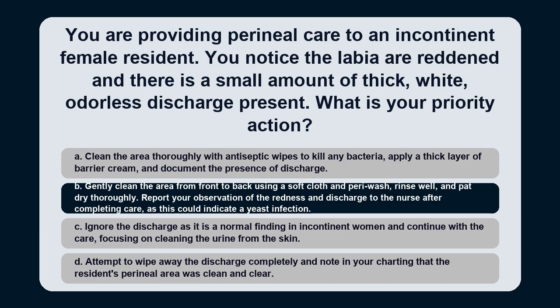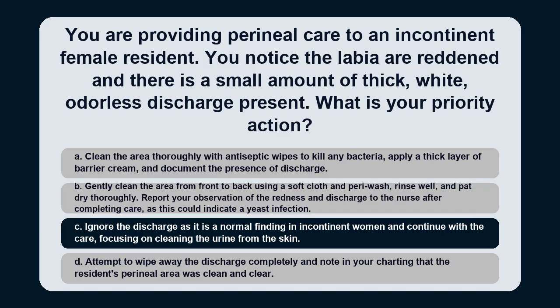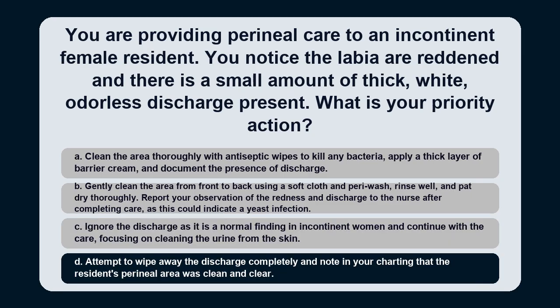Option B. Gently clean the area from front to back using a soft cloth and peri-wash, rinse well, and pat dry thoroughly. Report your observation of the redness and discharge to the nurse after completing care, as this could indicate a yeast infection. Option C. Ignore the discharge as it is a normal finding in incontinent women and continue with the care, focusing on cleaning the urine from the skin. Option D. Attempt to wipe away the discharge completely and note in your charting that the resident's perineal area was clean and clear.